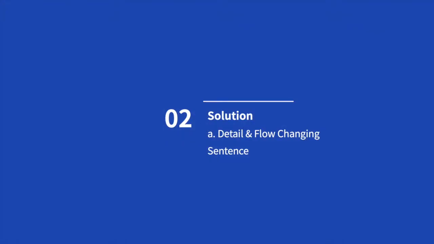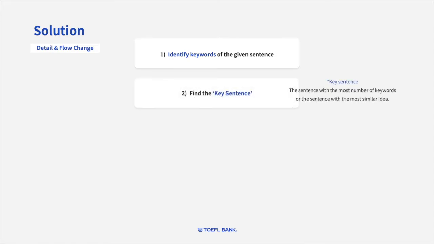For questions with a detail sentence or a sentence that changes the flow of the paragraph, first identify the keywords of the given sentence. Second, find the key sentence. The key sentence in this lecture will be the one containing the most number of keywords or the one that contains the most similar idea as the given sentence. And third, identify what information should come in front or in the back according to the clues in the given sentence.